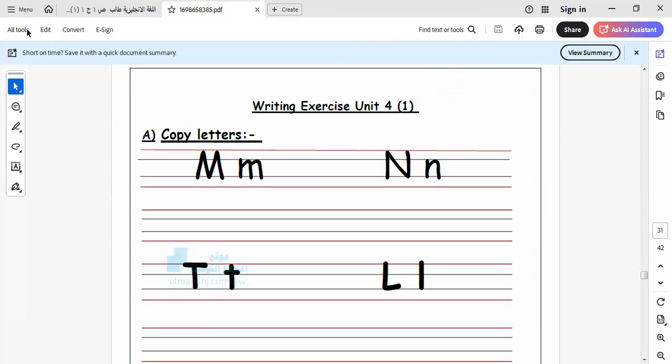So in this unit, we talk about capital M and small m, capital N and small n, capital T and small t, capital L and small l. Let's learn together. Repeat after me. Capital M and small m. Capital N and small n. Capital T and small t. Capital L and small l. I think now you have kept it. Okay, I learned it with you with the song.